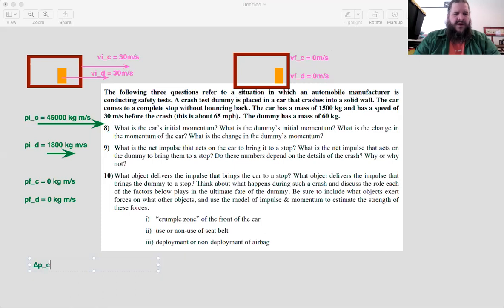So if we wanted to write out the change in momentum for the car, let's say, how would you calculate delta momentum? Yeah, 0 minus 45,000. Or since we're talking about vectors, keep in mind we are not subtracting the number 0 minus the number 45,000. We are subtracting a 0 vector minus a vector that is 45,000 to the right. So if you take the 0 vector and subtract a vector that's 45,000 to the right, what would you get?